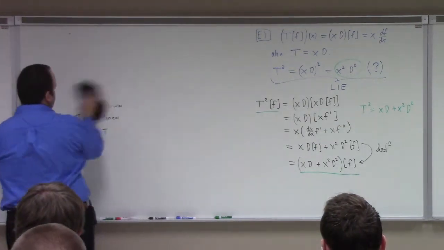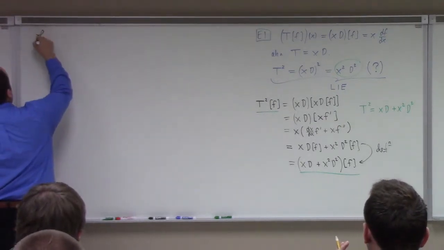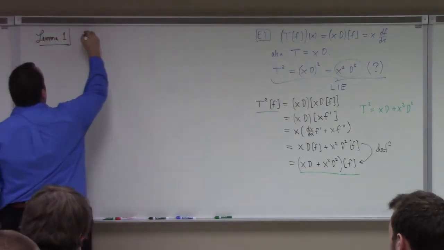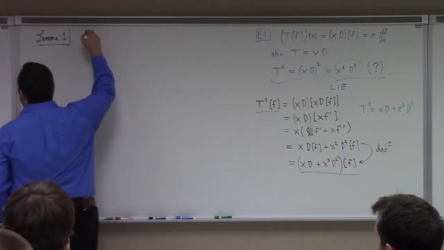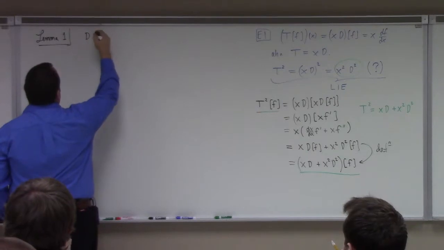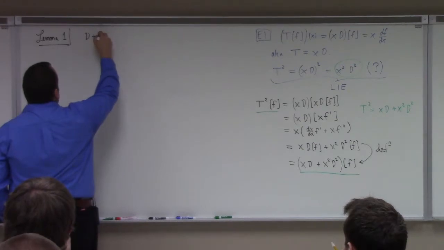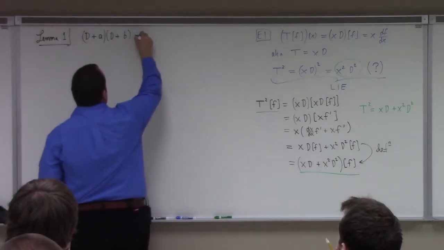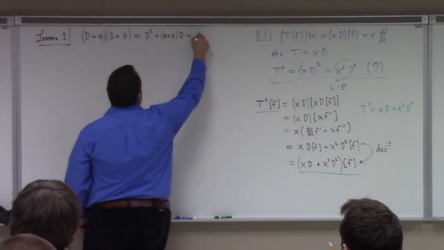So here's the deal. Lemma 1 is that if I have, let me get to the point here. I'm not sure what's the most efficient way. I'm just going to write down a few of them. All right, guys. So say if I have D plus A times D plus B, guess what? That's equal to D squared plus (A plus B) D plus AB.